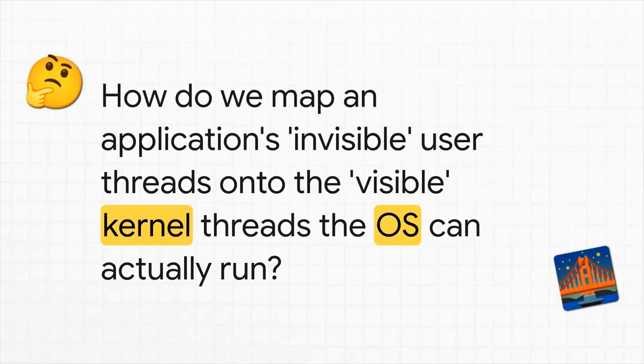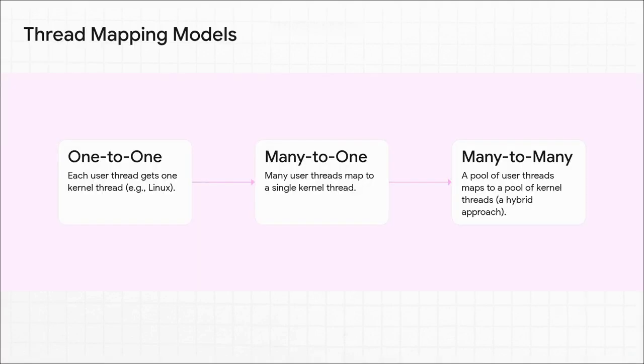And that brings us to the core challenge, the big puzzle that system designers had to solve. How do you take all those fast, lightweight, invisible user threads that the application creates and connect them, or map them, to the visible kernel threads that the OS actually knows how to run on the CPU? Figuring out this mapping is the absolute key. And this puzzle led to basically three main solutions or models.